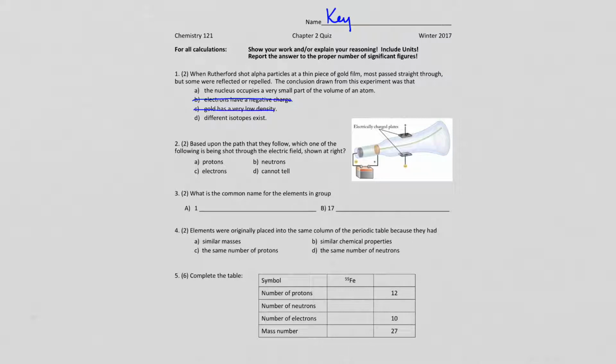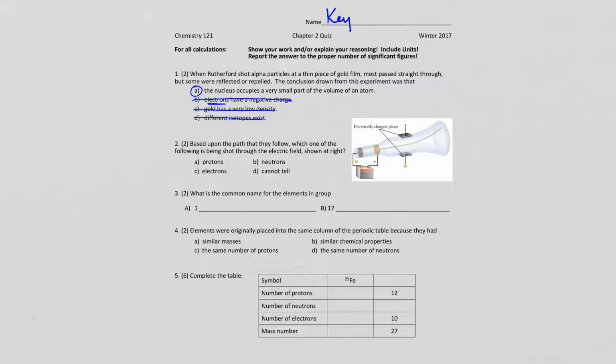Obviously, it has nothing to do with density. We said electrons were crossed out because it has to do with more of nuclei and nuclear properties. And the reason, remember, is because those nuclei of the gold atom sometimes would align just right as to when they bounced back. So obviously the nucleus occupies a very small part of the volume of an atom, and that is because it's really hard to pick out where exactly it is, but it's somewhere in that area, right? And obviously different isotopes existing have nothing to do with where the nucleus is.